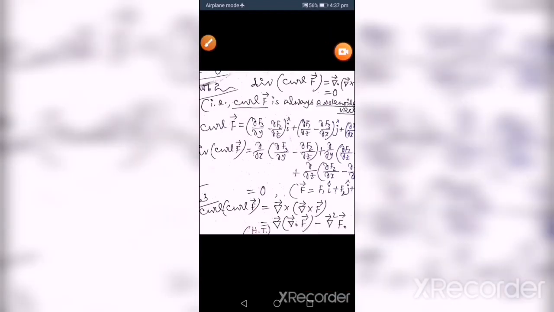From this result, we can conclude that curl f is always a solenoidal vector, as divergence of curl f equal to 0. So curl f is always a solenoidal vector.